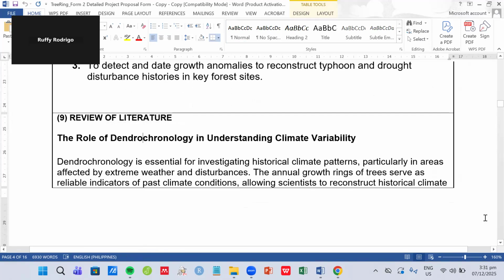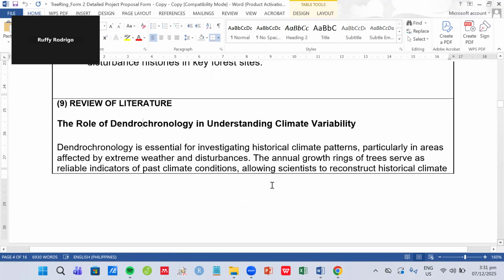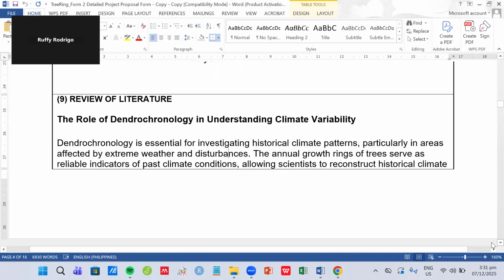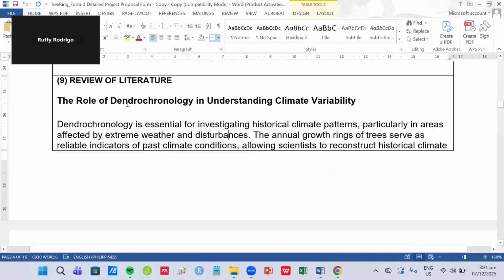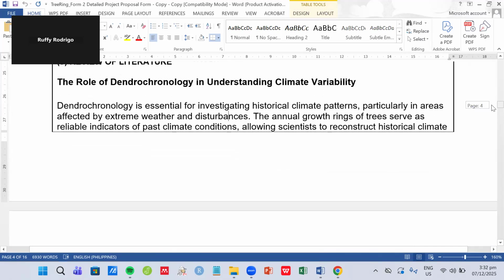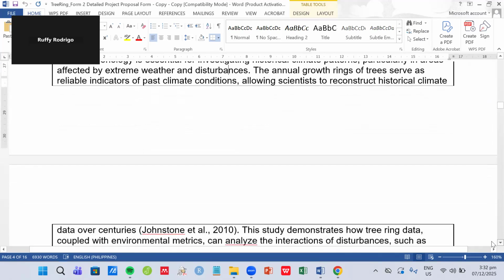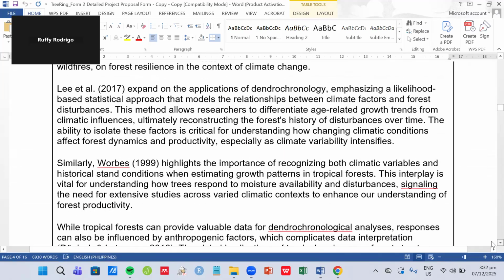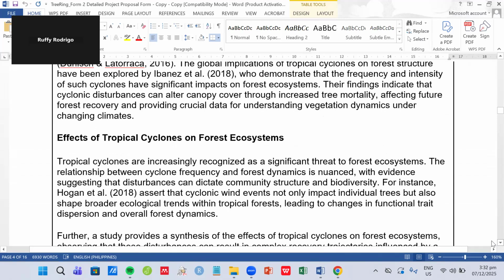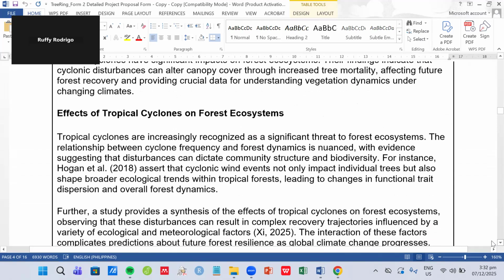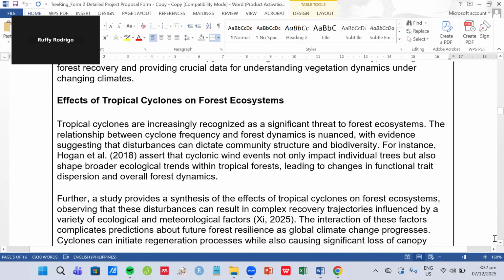So in this case, I wrote only two subtopics. The role of dendrochronology in understanding climate variability. With that, I'll continue here, just write it there. It's entirely up to you how to write it, but I think you already have a background. Another subheading is effects of tropical cyclones on forest ecosystems.